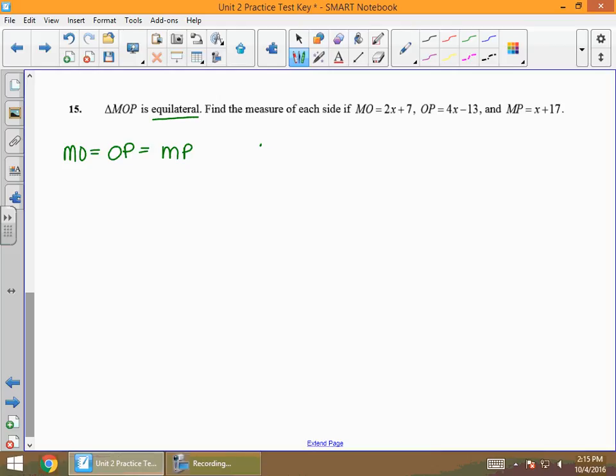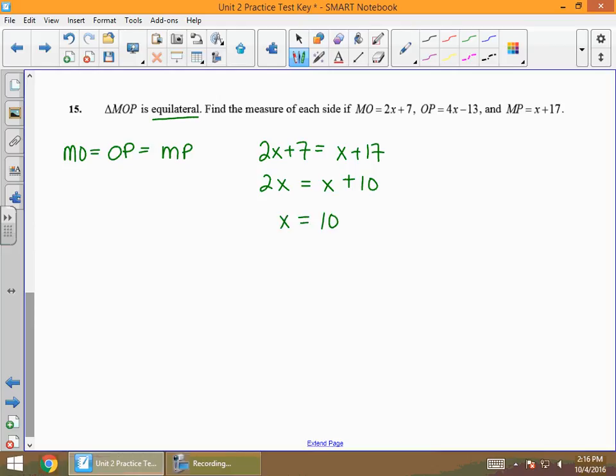I will choose MO, which is 2x plus 7, and I will set it equal to MP, which is x plus 17. Any two pairings that you choose, because it is equilateral. Don't forget what that word means. All three are the same. So you can pick any two. If it were to say that MOP is isosceles and MP is the base, then you would have to choose MO and OP. So be sure that you are very careful about which ones are actually, in fact, congruent. In this case, I can just do the algebra. I'll subtract 7 on both sides. Subtract x on both sides, and x is equal to 10.